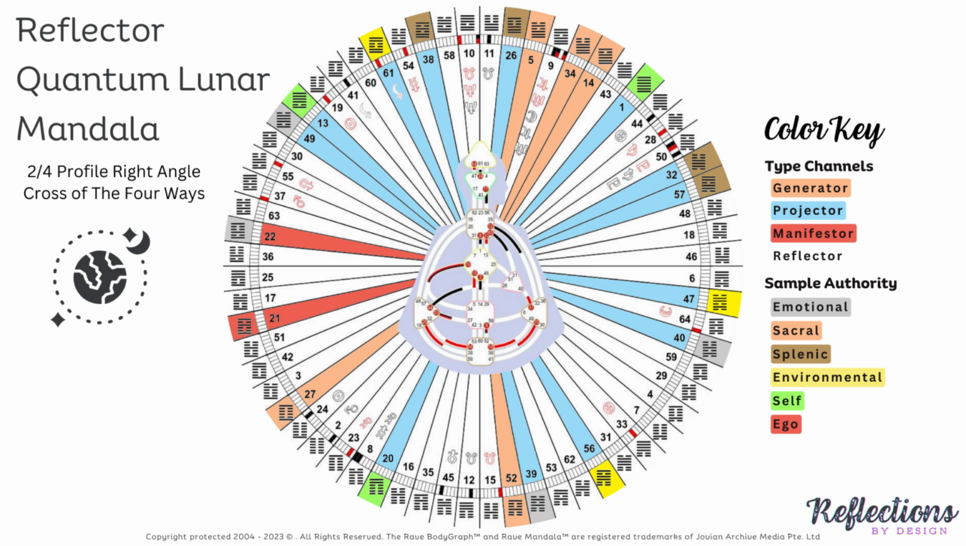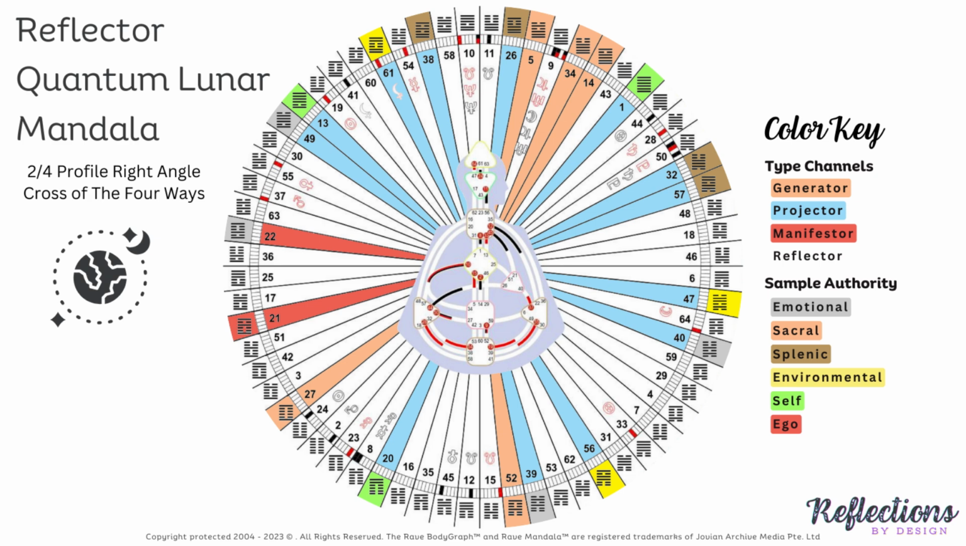It's pretty simple to create one of these yourself. For this tutorial, I'm using the body graph of a reflector from one of my wonderful online communities. They're a 2-4 right angle cross of the 4 ways. The first step in creating one of these mandalas is you'll need to get an image of your rave mandala, which is your body graph along with the wheel around the body graph that shows all 64 gates. This has all of your personality and design side planetary placements around the wheel.